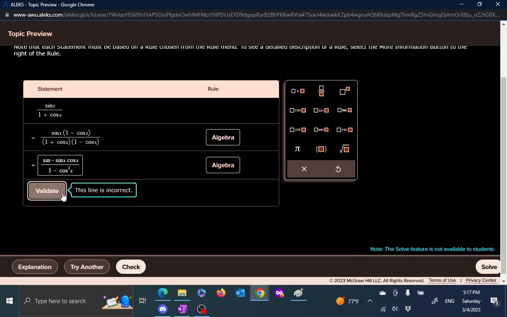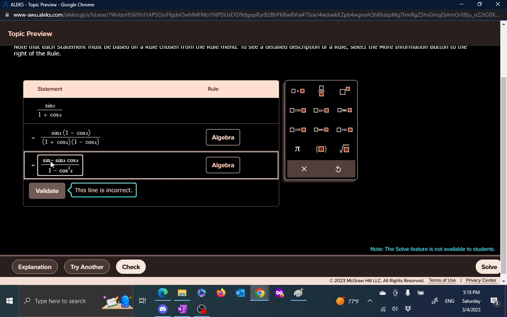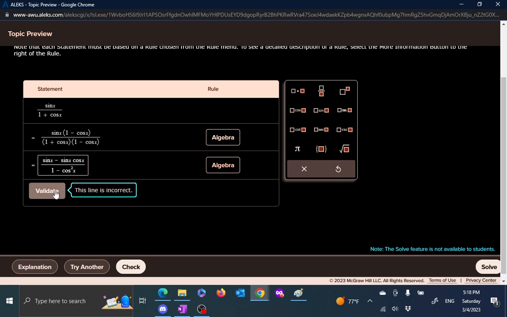Then this line is incorrect. What is incorrect about it? Let's see. Oh, I see. I have a typo here. I was supposed to write sine of x. I have just written sine, which is, of course, incorrect. So let's try again. I corrected my error. Sine of x times 1 is sine of x. Sine of x times cosine of x. Denominator, I did that, and then let's see, are we okay?